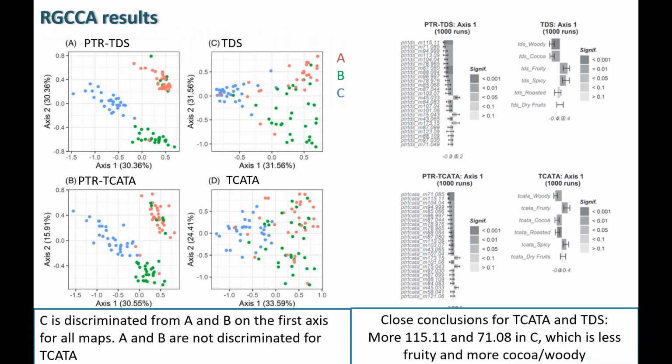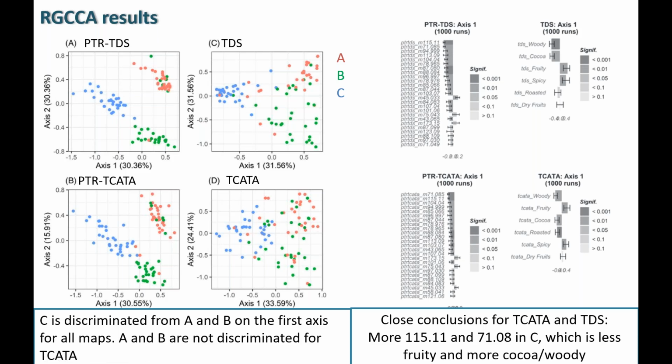So what we have obtained is that kind of results. On the left, you have the individual maps, which are more or less like a PCA map. Here I have colored the points, the evaluations, according to the product to which they belong. On the first axis, you have the C product, which is discriminated from the 2 other ones. And this is true for every block of data.